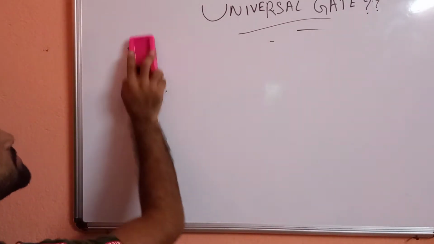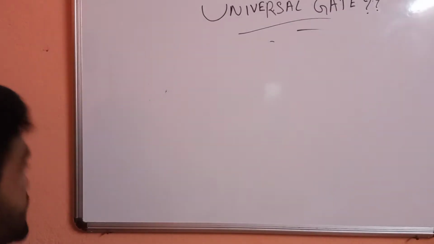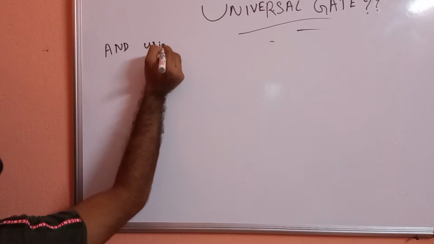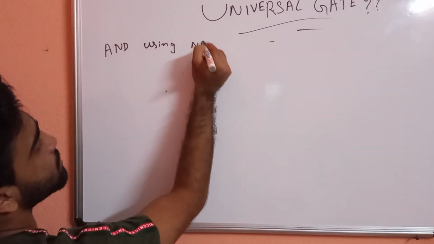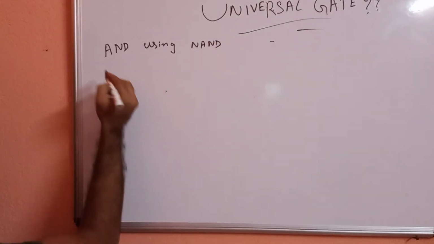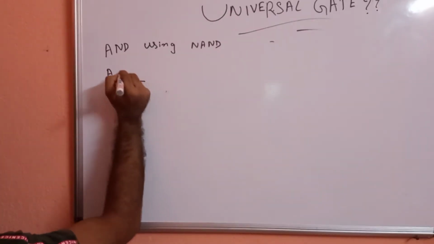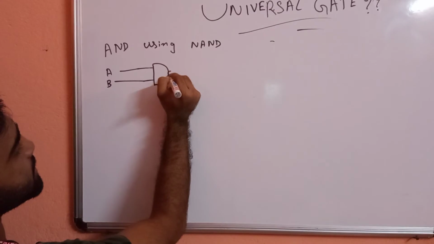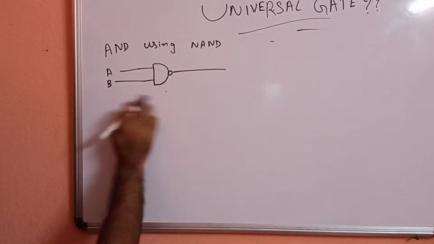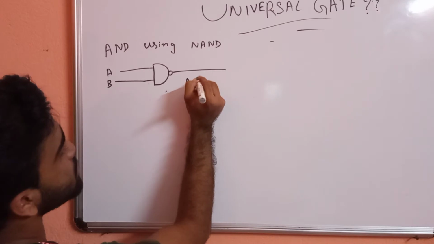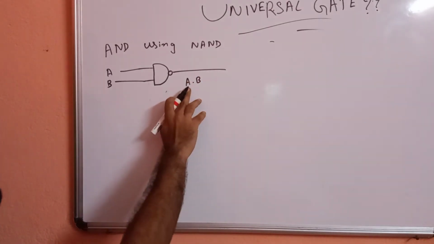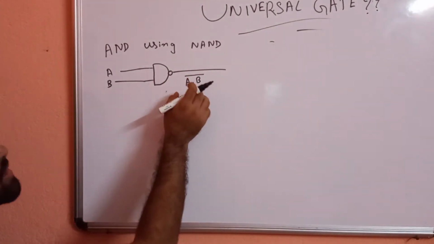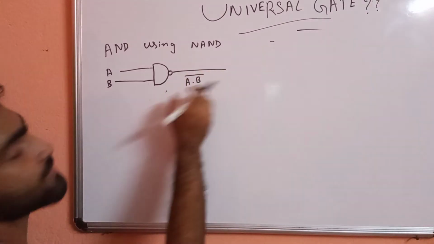First, let us do the AND operation using NAND. I am taking two inputs A and B and doing NAND of these two. A and B NAND means (A dot B) whole negation. This is NAND, the negation of AND. Simply, negation of AND is NAND.